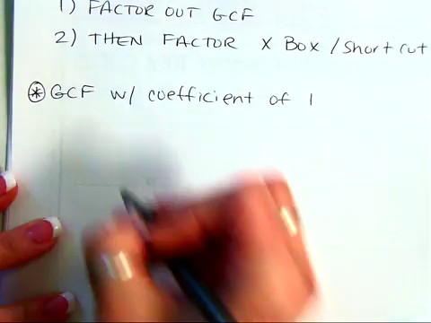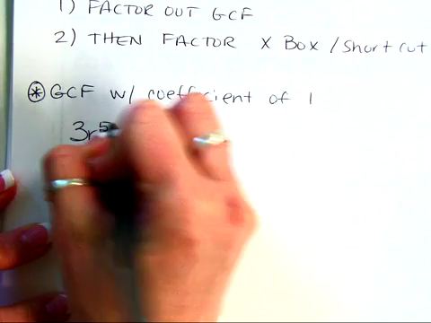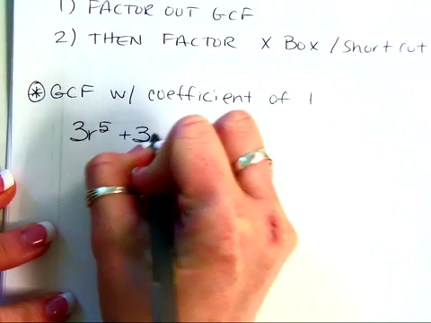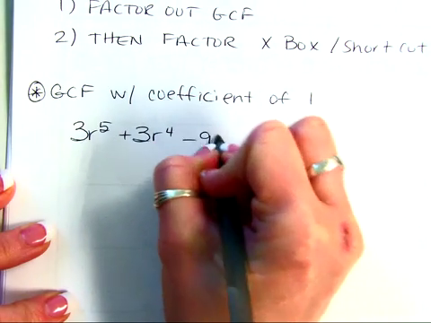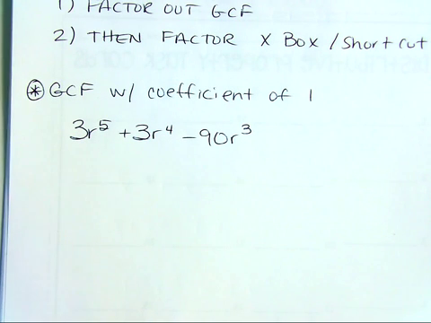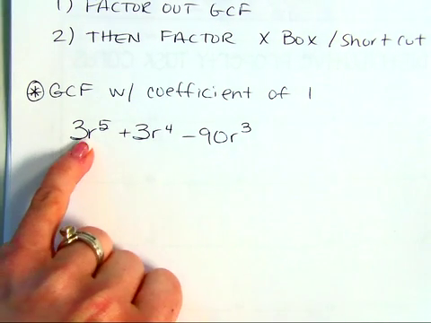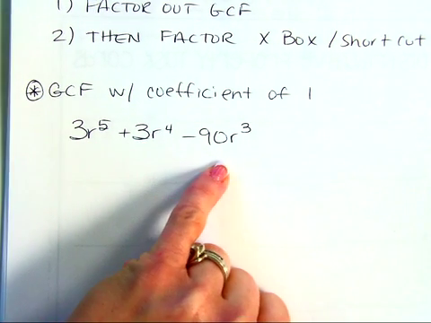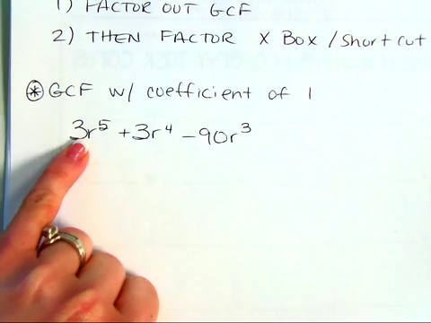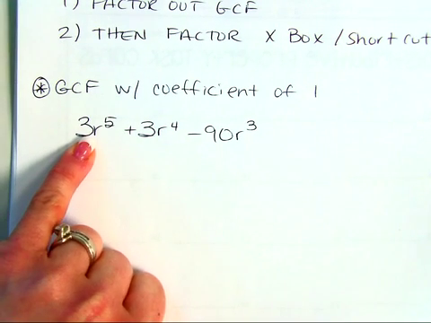Okay, so if I give you 3r to the 5th plus 3r to the 4th minus 90r to the 3rd. You're looking at that and you know something's not right with it because I've never asked you to factor an r to the 5th before. So you're going to look at that and say, well, I better get the GCF out. And the GCF of 3, 3, and 90 is just 3. And my leading coefficient is already positive, so I don't need to factor out a negative.